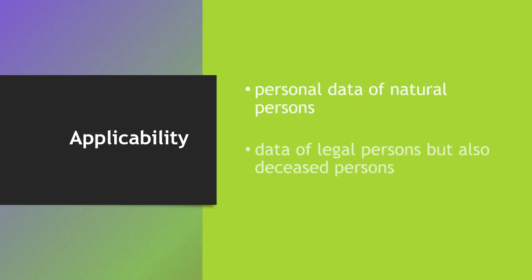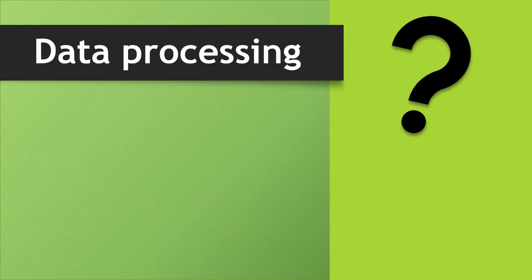Data of deceased persons or legal entities like corporations, associations, and companies are not protected by the GDPR. But what does processing mean in this context?